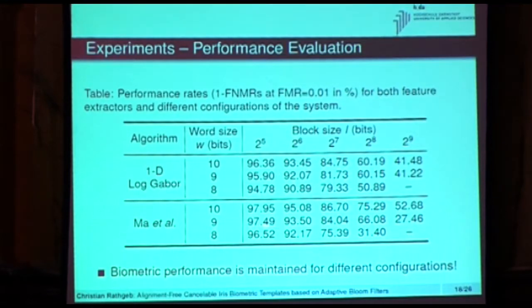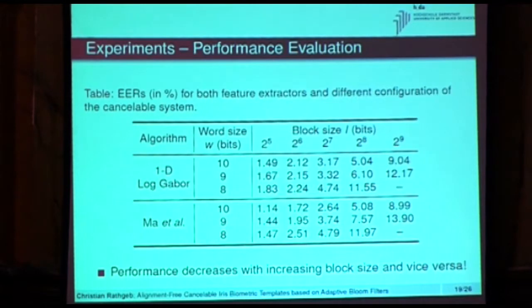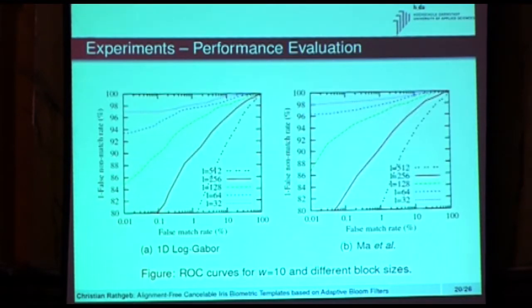For instance, for the algorithm of Ma et al., we get a genuine acceptance rate of 98%, compared to the original system, which revealed 96%. The same holds for the equal error rates. We again maintain performance, or see a slight decrease for some configurations. Here we have the ROC curves. Again, for small block sizes, we get very good performance.